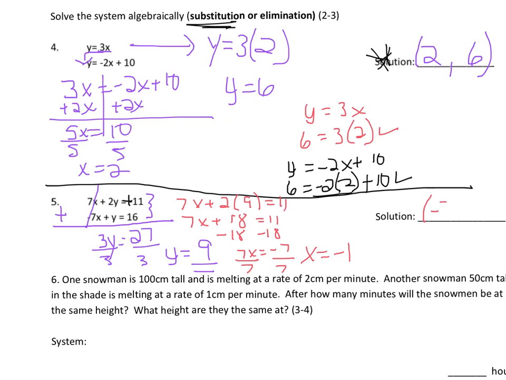So my x is negative 1, and my y is 9, and I can plug that back in over here. So negative 7 plus 18 is a positive 11, and 7 plus 9 is 16. So both work out. This is my answer.